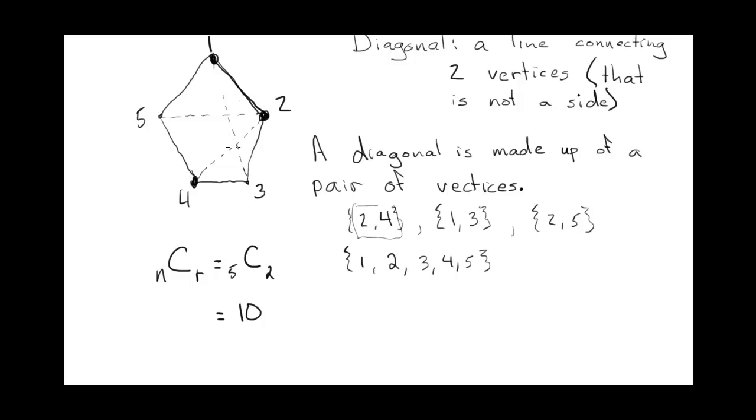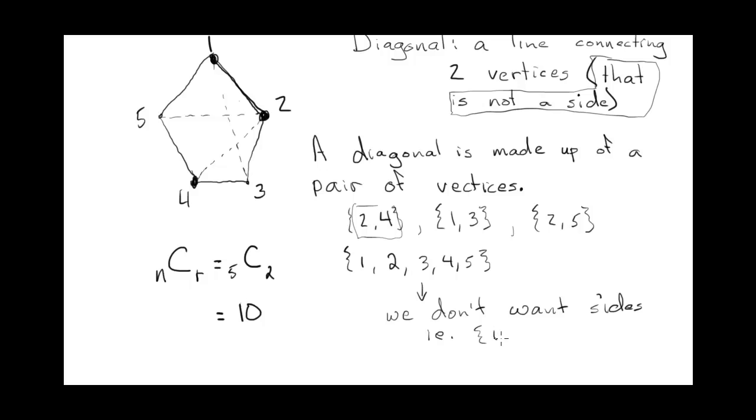Not quite. Remember this part of the definition, that they are not sides. If we're just pairing these, we don't want to include sides. For example, we don't want 1 and 2, because 1 and 2 creates a side. So how many sides do we have? Well, there's 5 sides, right? It's a pentagon, 1, 2, 3, 4, 5. So we just need to subtract that from this number.